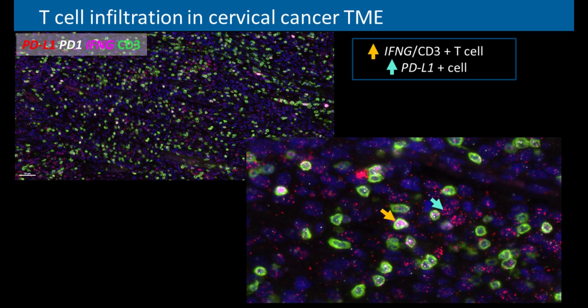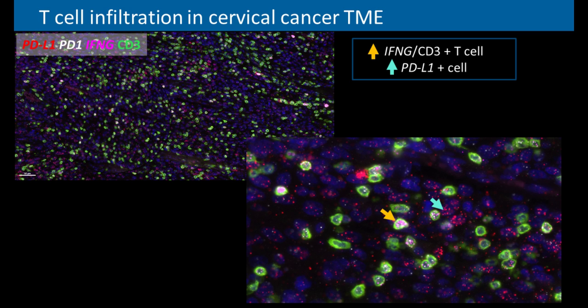So combining our multiplex assay with immunofluorescence, we were able to identify a specific cell type and then study gene expression within those cells. Using RNAscope, we were able to highlight the cells that were expressing high degrees of interferon gamma, potentially identifying the active T cells within the cervical cancer tumor microenvironment.